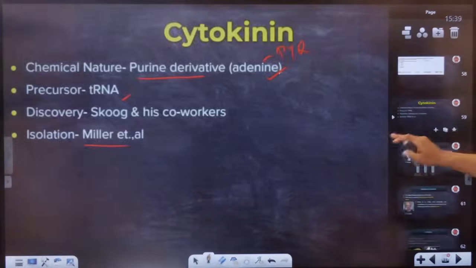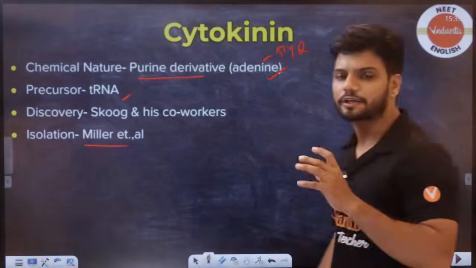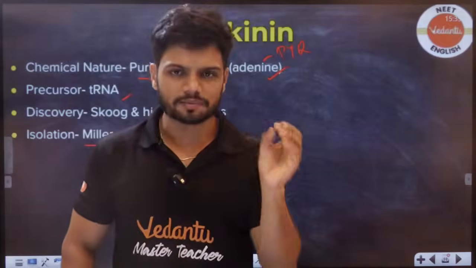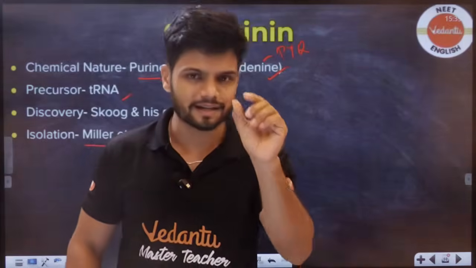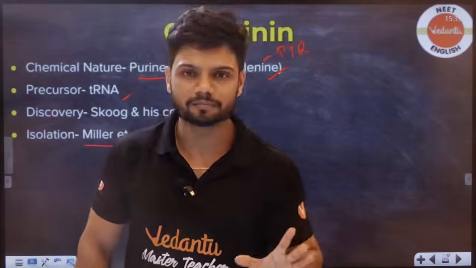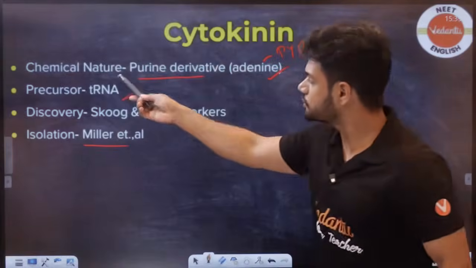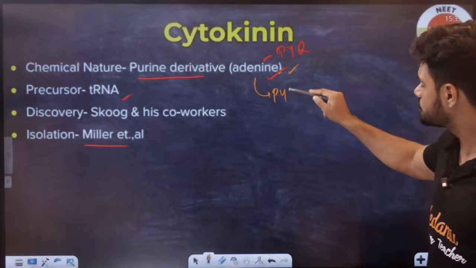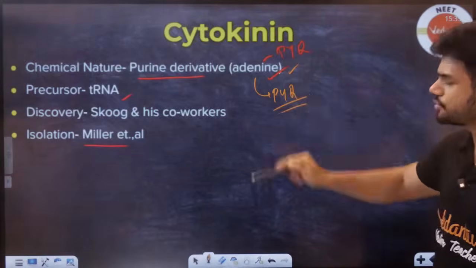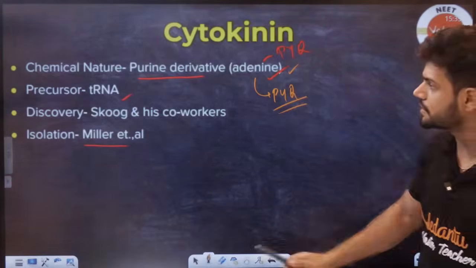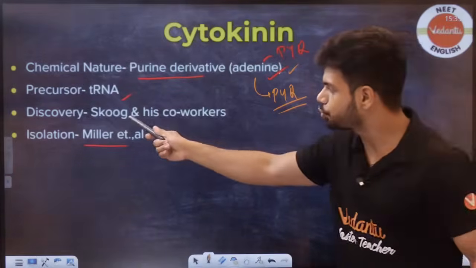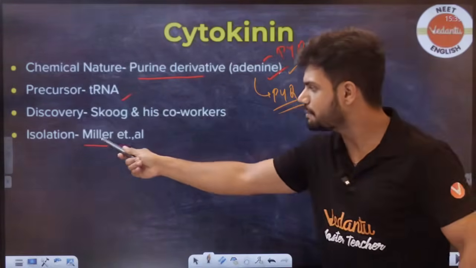Okay, students, next is cytokinins. Now what about cytokinins, students? Cytokinins is very simple. It helps in cell division. If you add cytokinins, that entire cell will keep on dividing. Okay, see here. First is chemical nature. They are purines, they are adenine derivatives. This also is a PYQ, an NSEJS PYQ and even a NEET PYQ, that is, what is the chemical nature of cytokinins? Okay, discovery by Skoog and his co-workers, isolation by Miller et al.